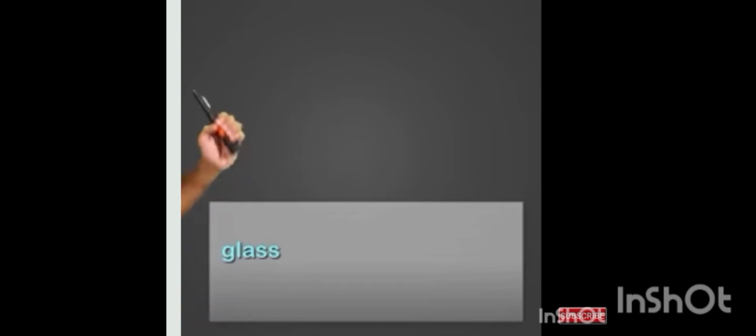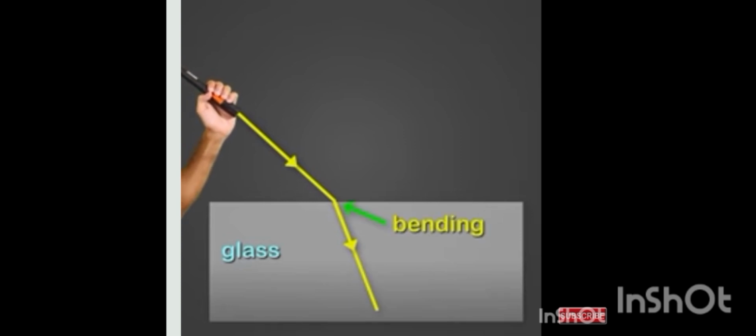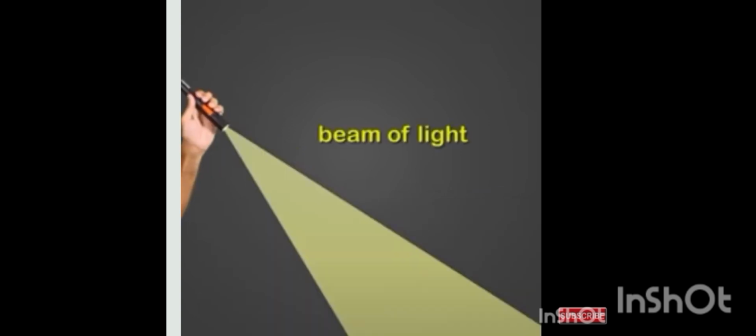But if we use another transparent material like a glass slab, and we make the light fall on this glass slab, the light ray, when it enters the glass slab, will change its rectilinear propagation, or change its direction, and it will get bent. And yes, this is our today's topic. This bending of light due to change in the medium from one transparent medium to another transparent medium is called refraction of light. And we are going to learn this topic, refraction of light.